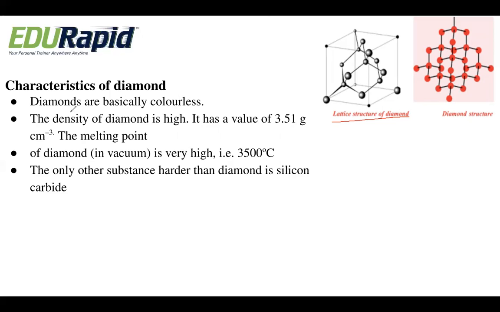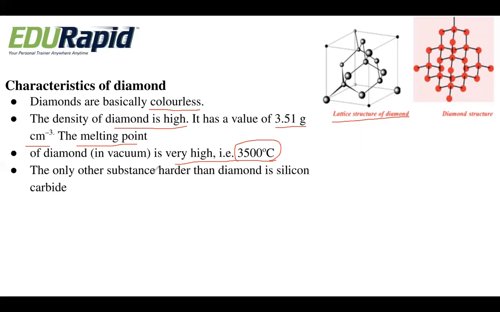Diamonds are basically colorless. They do not have any color. The density of a diamond is high. It has a value of 3.51 grams per cubic centimeter, and its melting point is also high. The melting point of a diamond is about 3500 degrees Celsius.